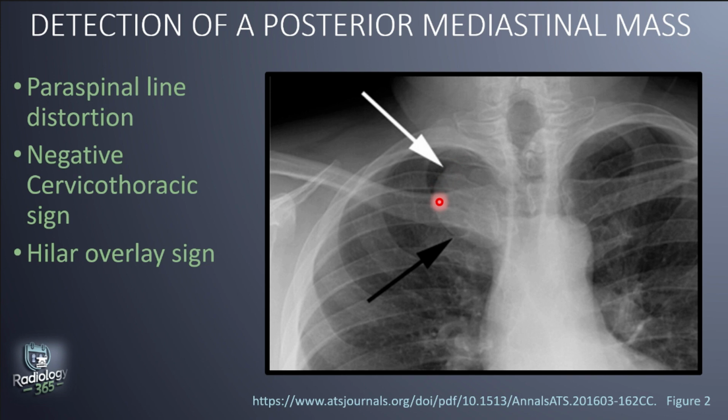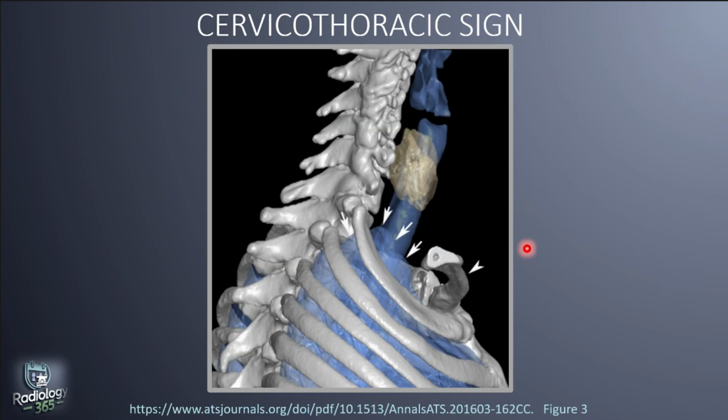So in this image, we see this superior mediastinal lesion that appears to be still well outlined inferior to the clavicle, behind the clavicle, and above the level of the clavicle, telling us this is unlikely to be an anterior mediastinal lesion and rather posterior mediastinum. So let's dive a little deeper into the cervicothoracic sign to understand exactly what we mean.